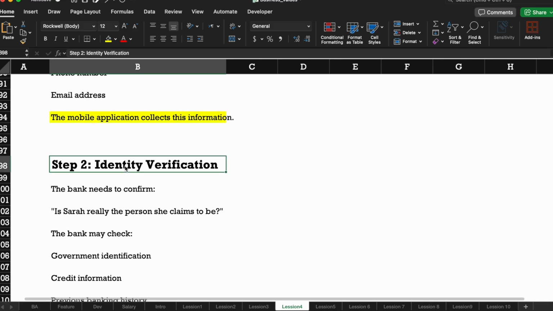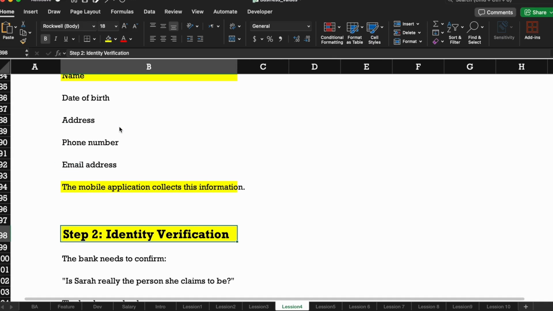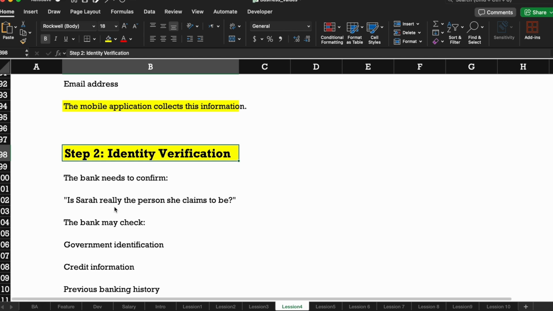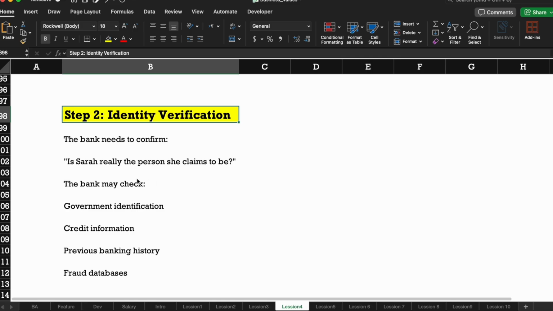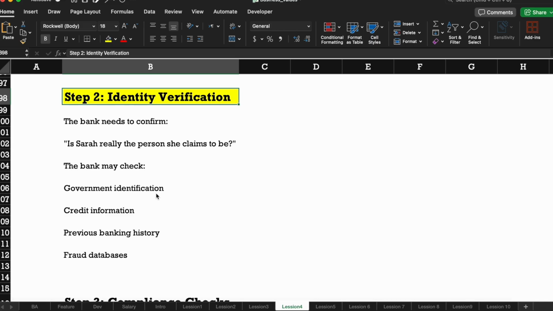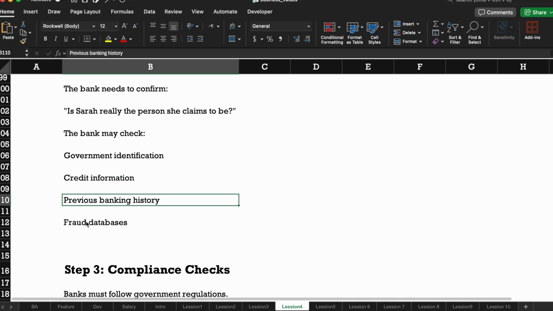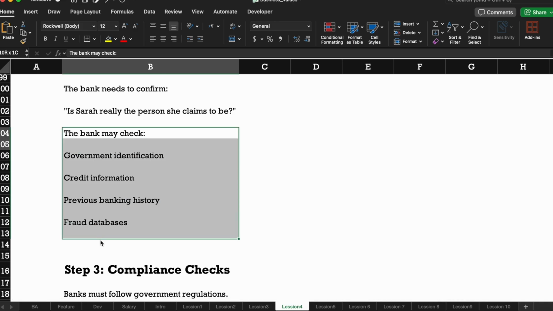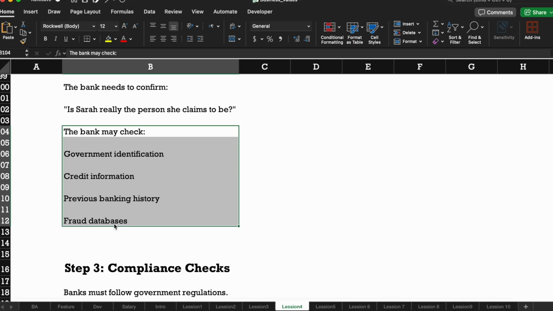Step 2, identity verification. Now the information provided here, the system has to verify, someone has to verify, right? The bank needs to confirm if Sarah is really the person she claims to be. That's the question we try to verify here. To know your customer, KYC verification. The bank may check government identification, credit information, previous bank history, and fraud databases, just to validate if she's the right customer.